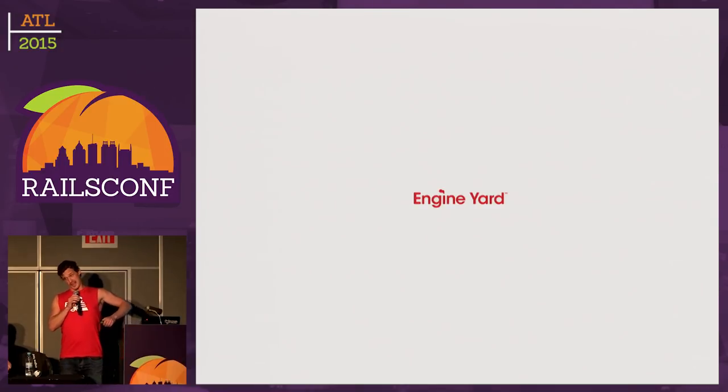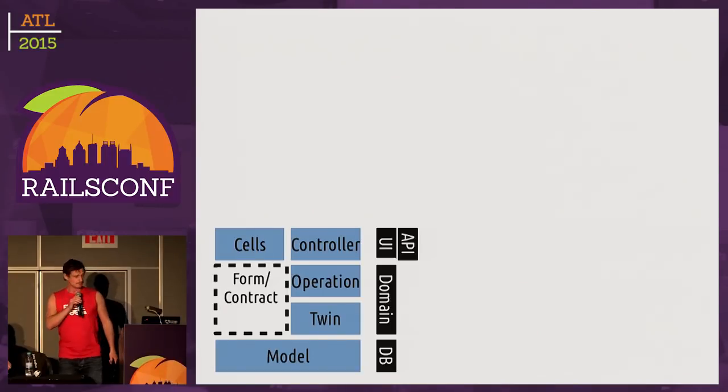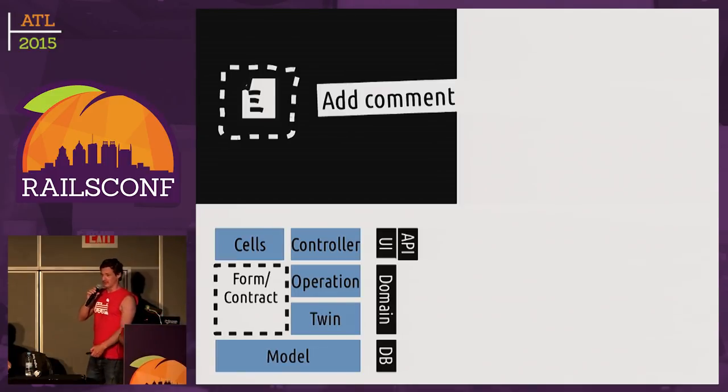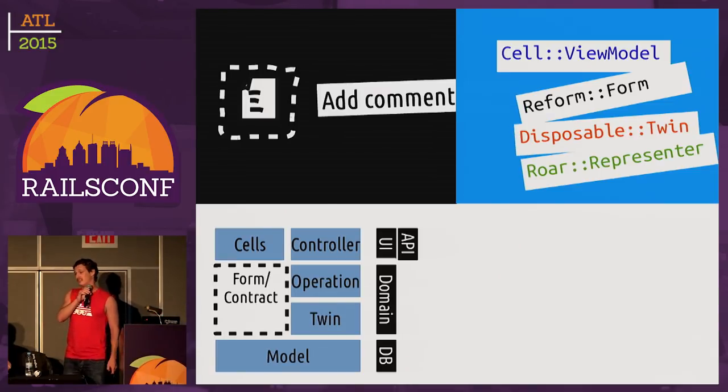So thank you, EngineYard. And just to wrap up, use Trailblazer. It gives you new abstraction layers. Use operations because they help you structure your business logic. Use all my gems.